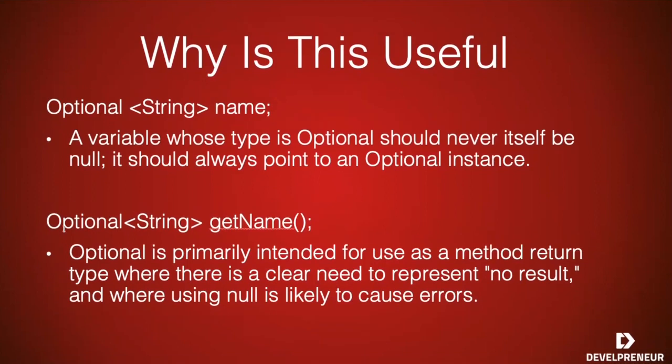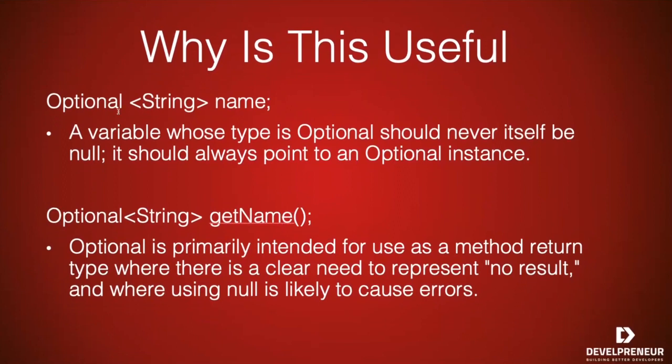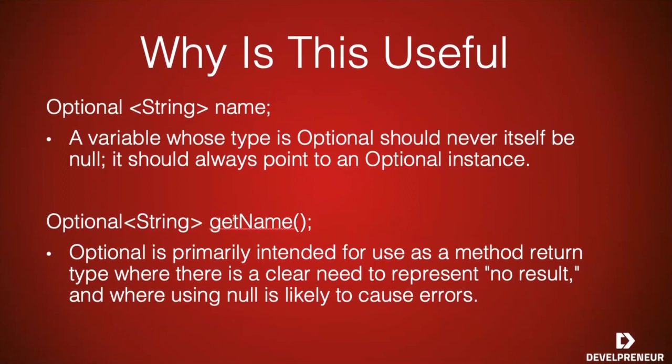Same with our methods here. With Optional String, we create a return type for getName. Again, we're specifying that name may return no result, so it could potentially be blank. But because we're using Optional, we're going to know that we need to handle that null, or at least filter out that null value.